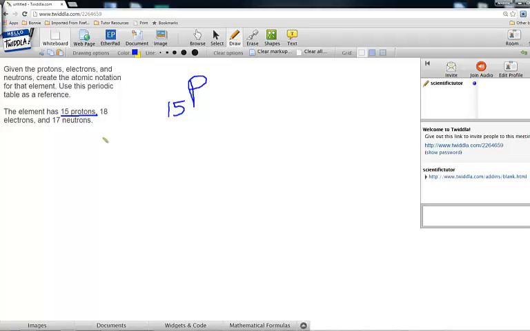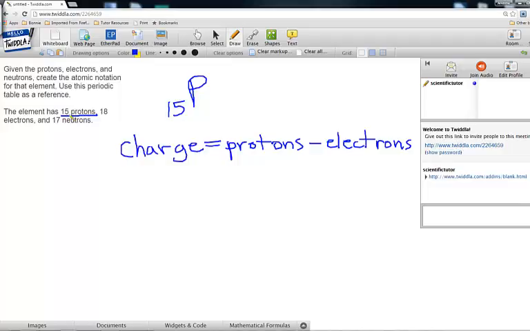After we have the protons in place, we're going to focus on the charge. The charge is going to be equal to the protons minus the electrons. Our proton number is 15, and we have 18 electrons, minus 18. That means our charge is going to be 15 minus 18, which is -3.